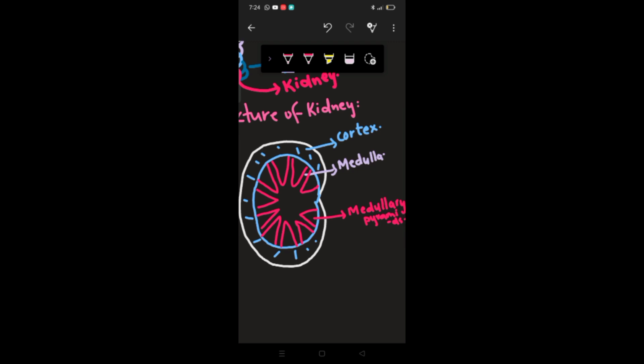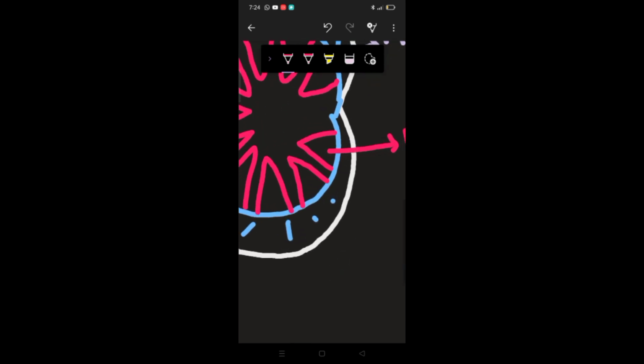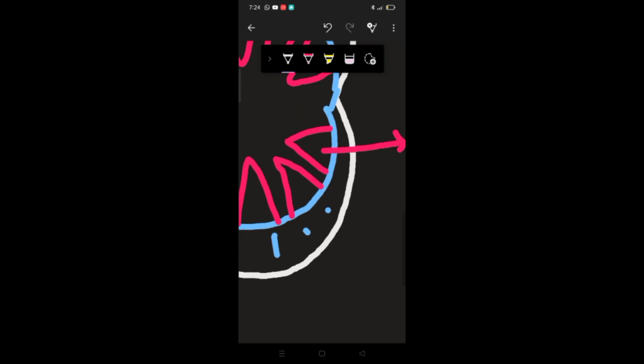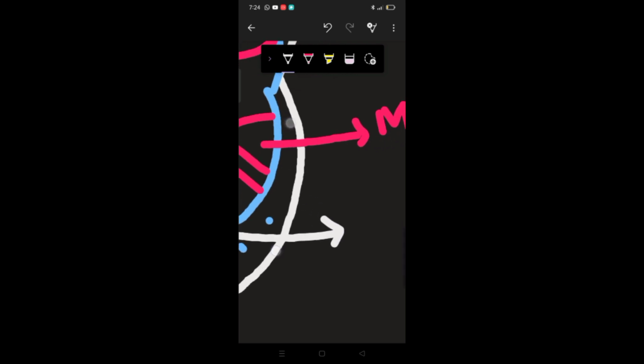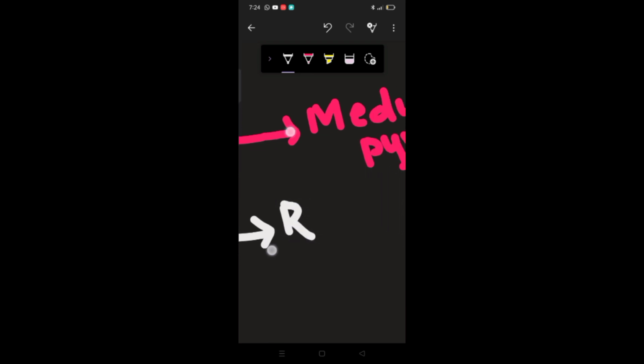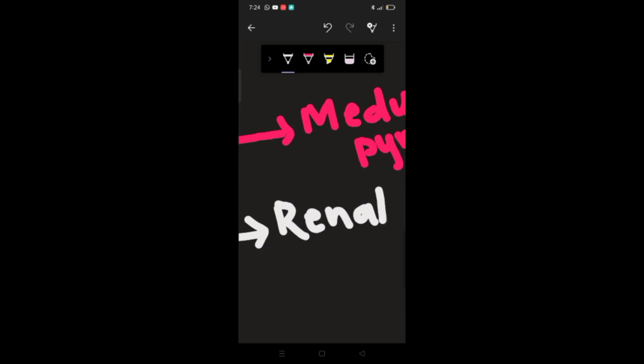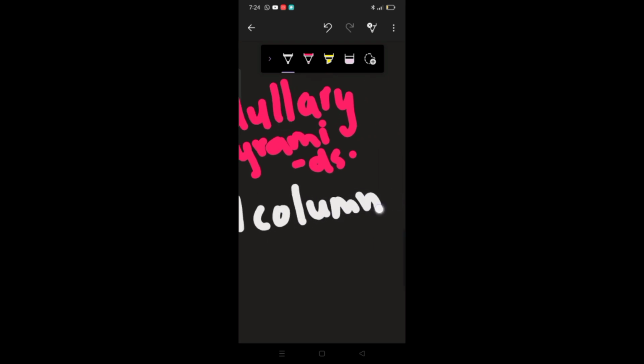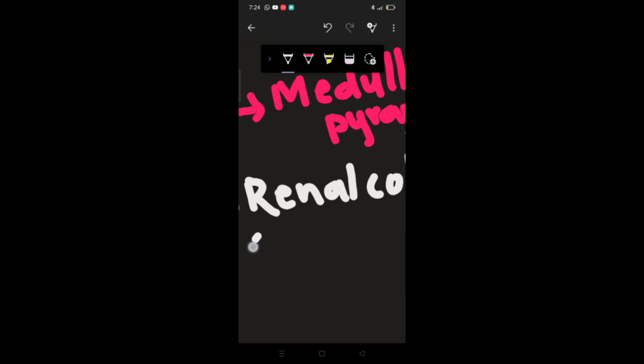Now we need to know that the part of the cortex which is entering the medulla is known as the renal column or column of Bertin. Alright, as you can see here, wait, I'm making this with white color so that it can be visible to you. So this place of the cortex which is entering the medulla is known as what? It is known as the renal column, or column of Bertin.